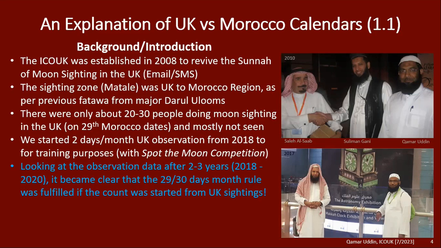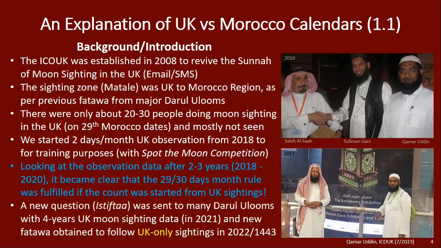So we decided that we would look for the moon 2 days, that is the 29th of the regional calendar plus the next day. And that way we would be able to explain to new trainees how to find the moon, and they would be convinced when they see it. And to encourage that, we also started a moon spotting competition. So after about 3 years of data, some people said that since we fulfill the Sharia condition of 29 and 30 days, what's the point of looking for the moon on a foreign date?